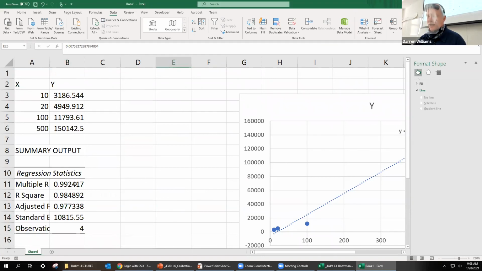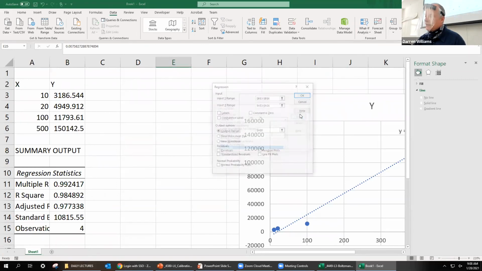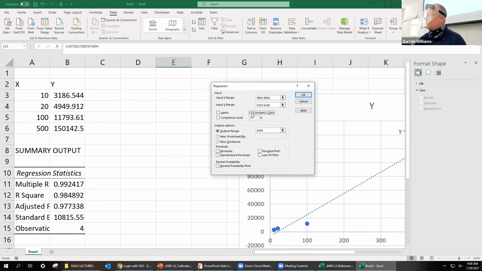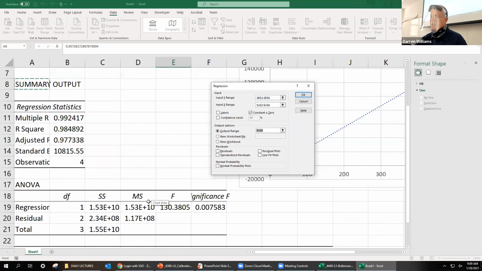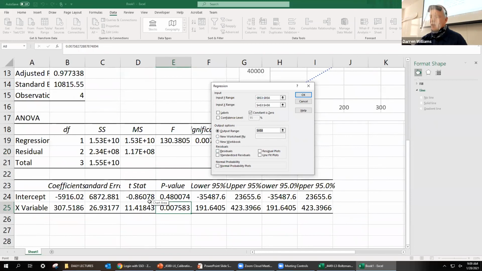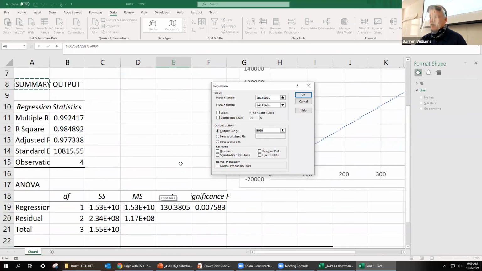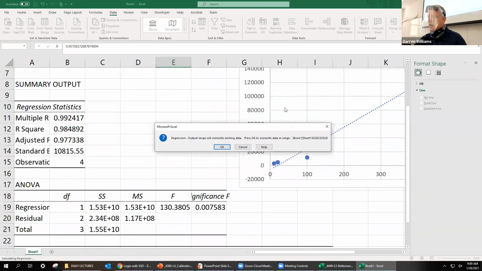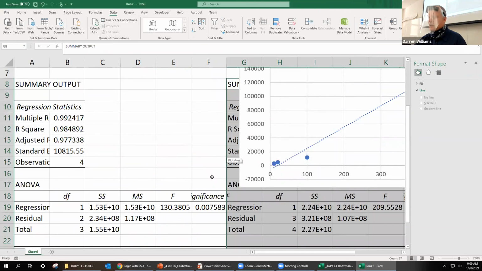It's only 0.98. So what we mean by get rid of the B values, we do the data analysis again, and we just check that box, okay? And that's what I mean by getting rid of the intercept. So you check that box to set the constant to 0, and then we give a new worksheet ply here. So we're going to tell a new output range, and I will put that right here. It's going to overwrite some of the data, but that's all right. We'll get it down here next to each other.